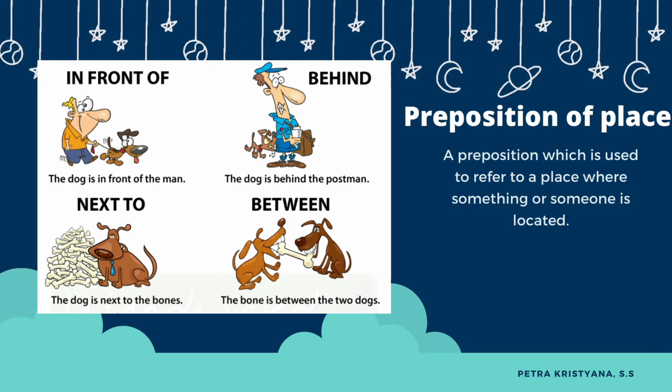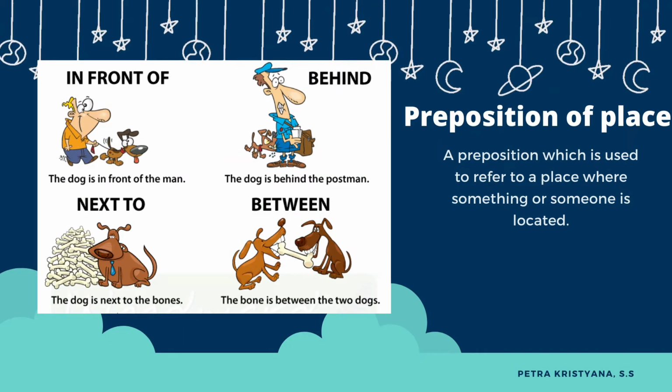For example, like number 1, it is in front of. In front of means something that is in front of something. Ya, jadi kalau dalam bahasa Indonesia artinya adalah di depan. Okay, and then the second one is behind. The dog is behind the postman. You can see where the object is located. And then the next one is next to. The dog is next to the bones.